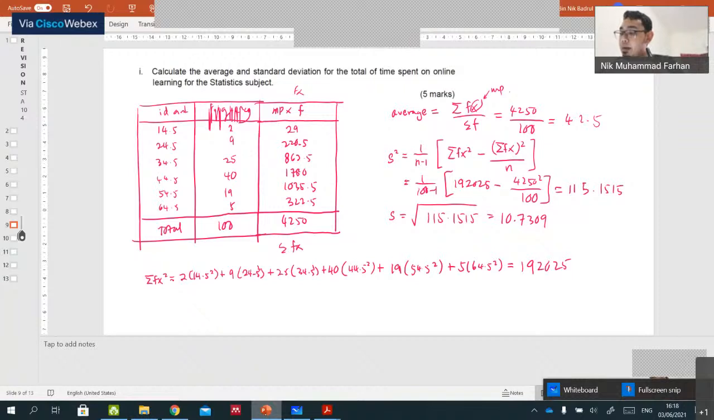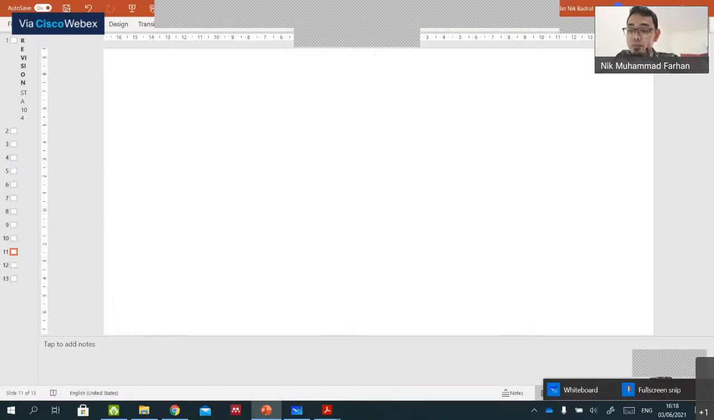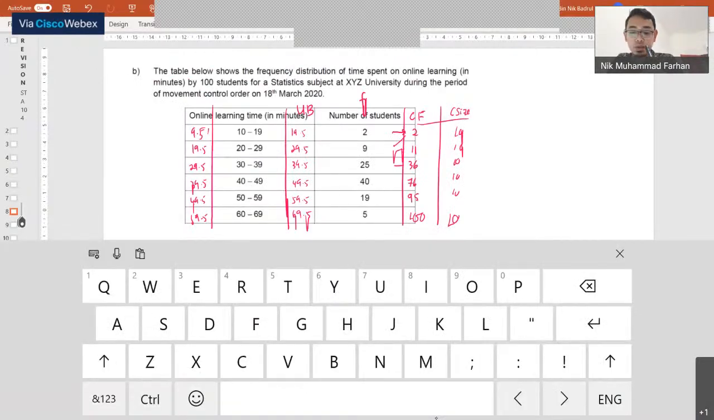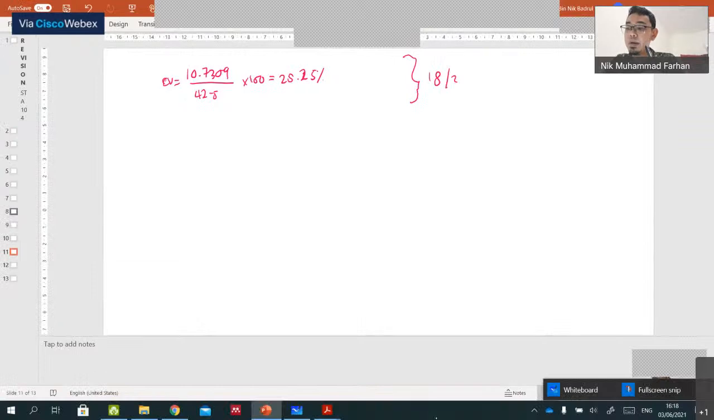Okay, coefficient of variation, standard deviation over mean. Okay, you kena ambil lah 10.7309 dibahagi dengan mean 42.5 tadi kan, didarab dengan 100. Ni untuk data yang asal lah. 10.7309 bahagi 42.5 darab 100. Dia dapat 25.25%. Right? So this one untuk data kita yang bertarikh pada soalan tu adalah 18 Mac.